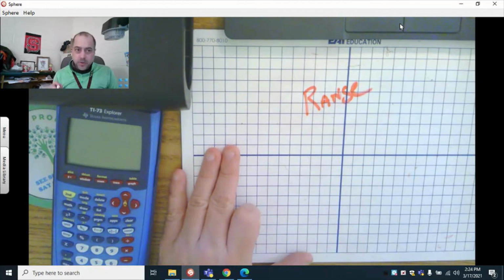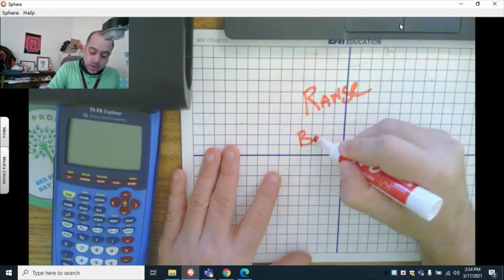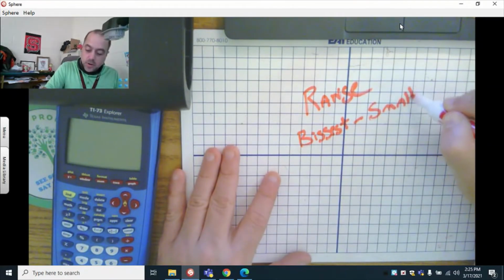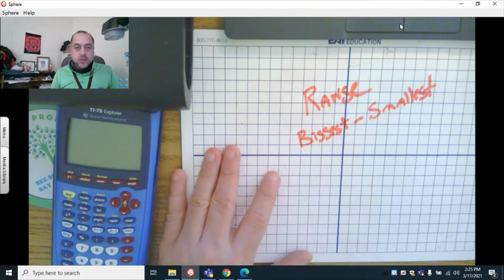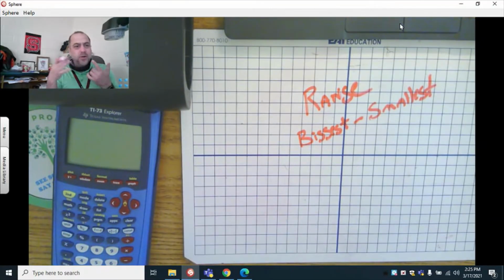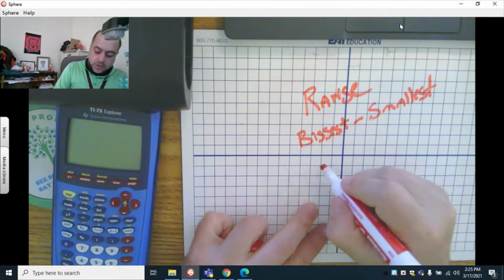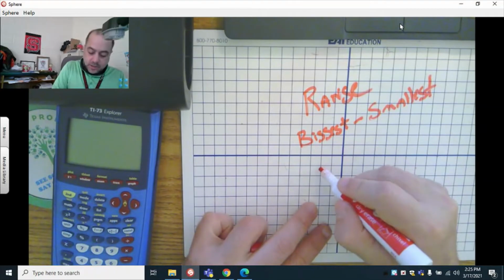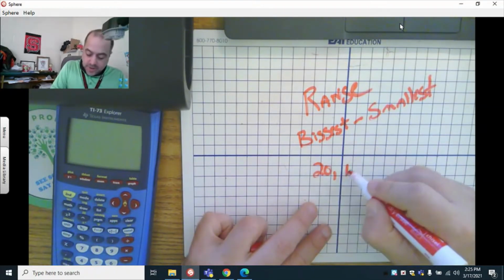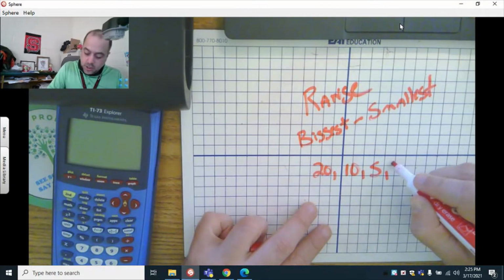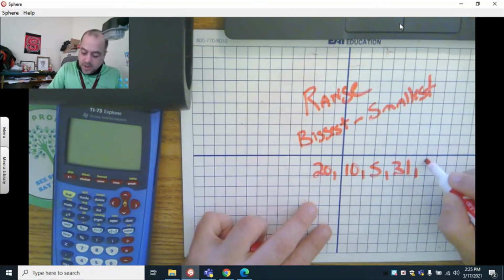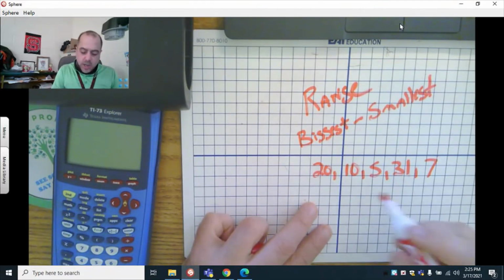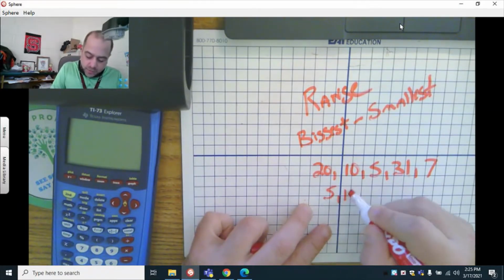Okay? And the range is simple. It's just the biggest number in your list minus the smallest number in your list. And for this one, you really don't need to rearrange them. So let's check it out. I would practice rearranging them in order just to practice. So let's say we've got 20, 10, 5, 31, and 7. Let's just practice rearranging them. You don't have to do this for range, but I just want you to get in the habit. It'll help you on the other ones.